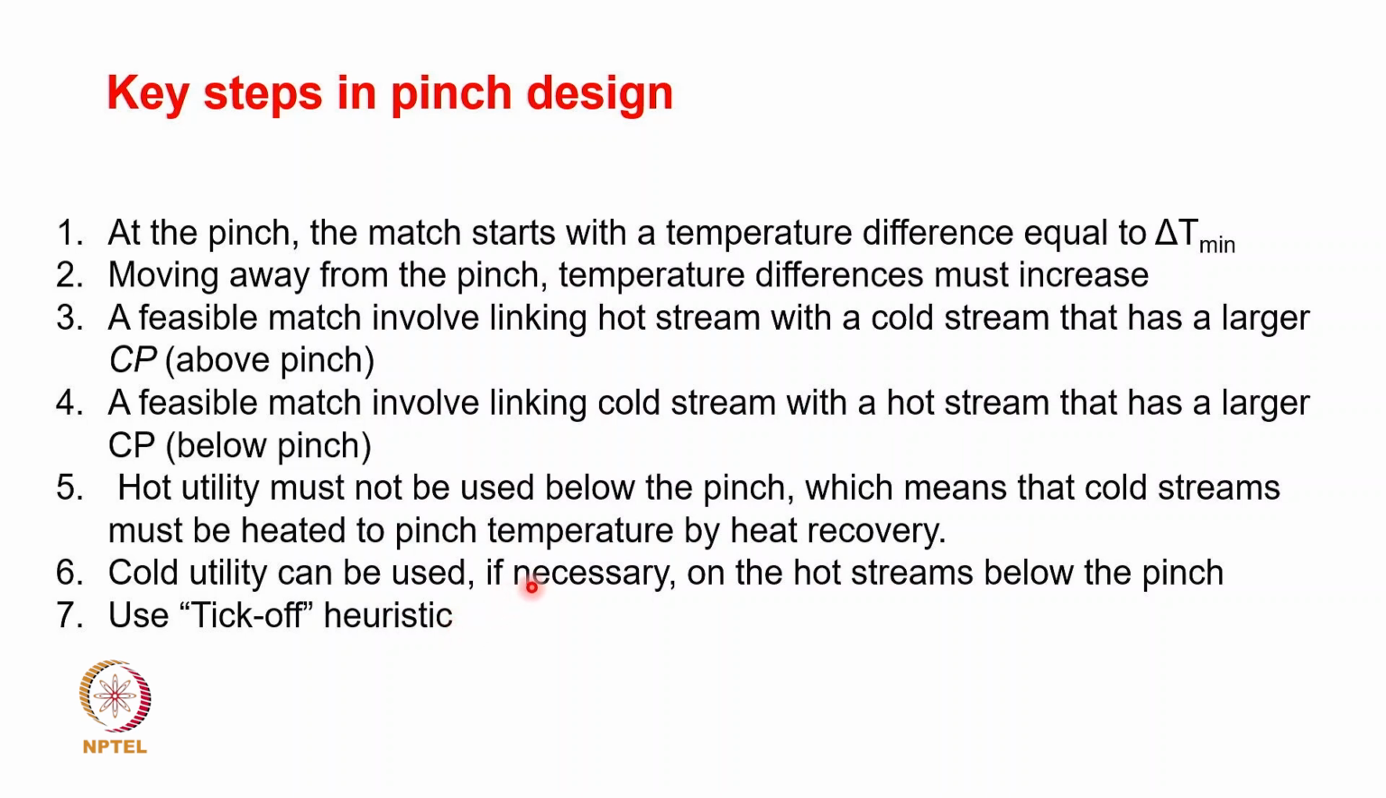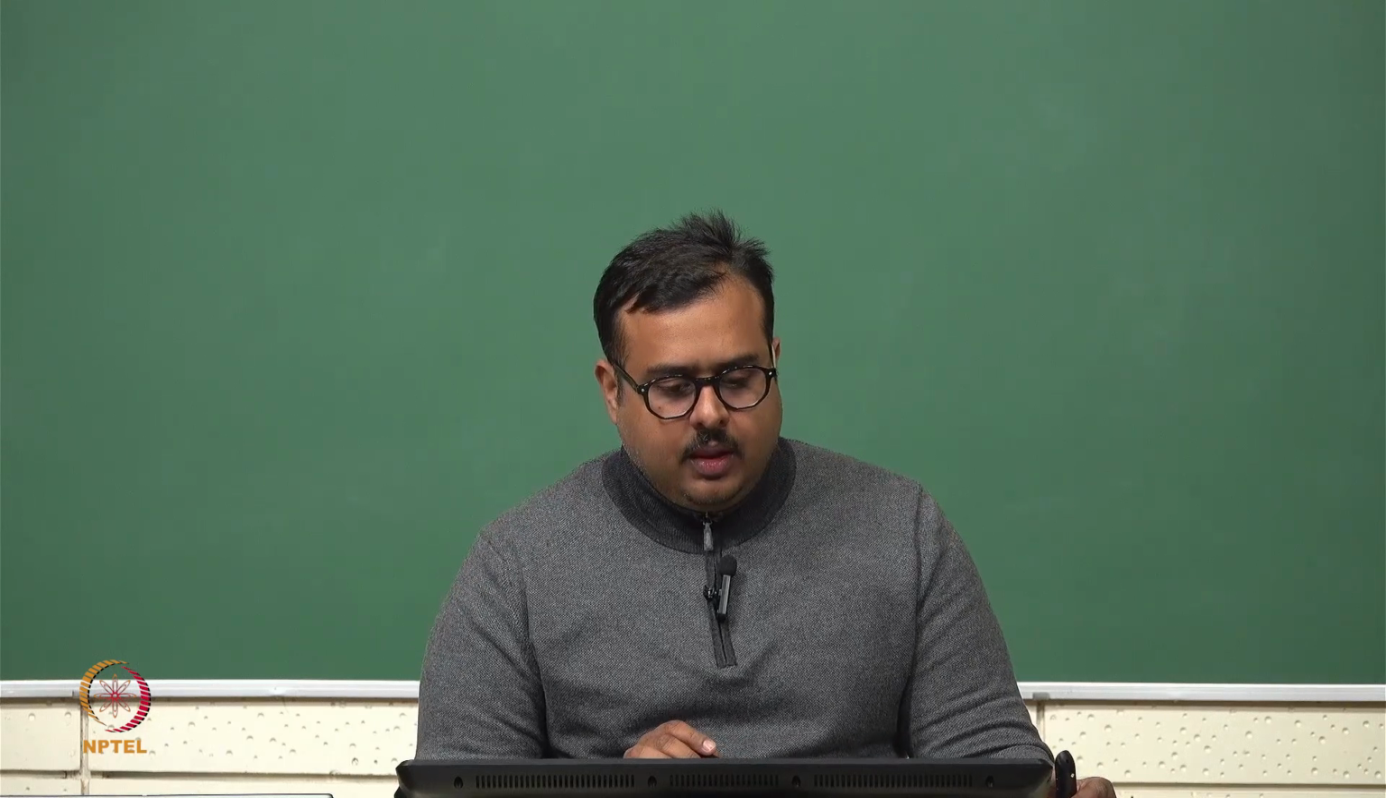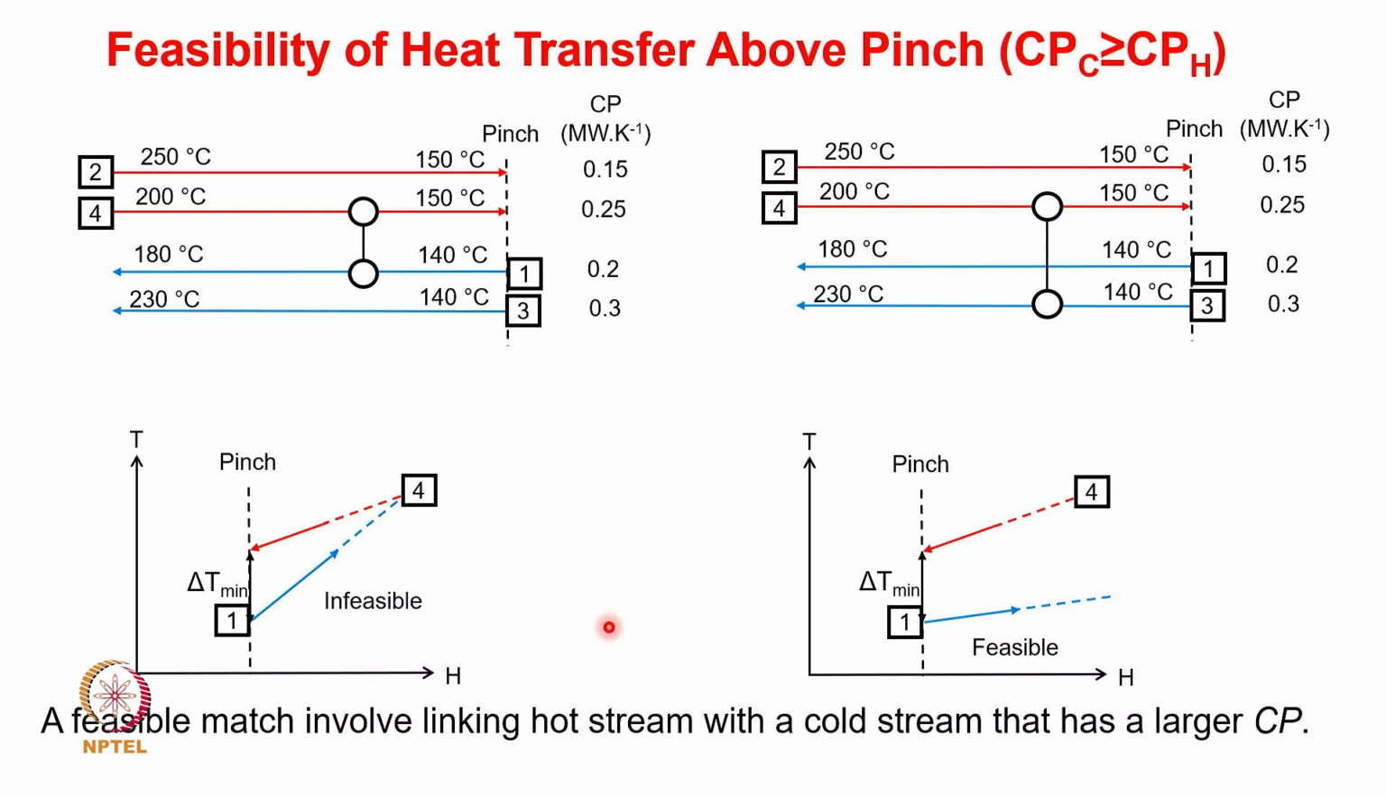So if you can identify the pinch, the analysis now splits into two: something that is above the pinch and something that is below the pinch. So now let us see how this is done. Let us look at the same network. We have the hot streams and cold streams, again marked. We will only do this above the pinch, which essentially means that CPC is greater than CPH. We will only connect a hot stream to a cold stream that has a higher Cp.